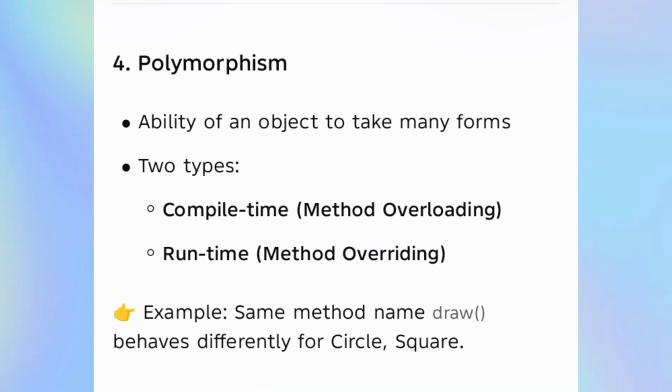Runtime polymorphism is method overriding. Example, the same method name behaves differently for circle and square.